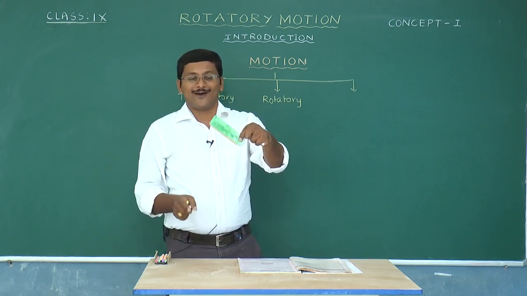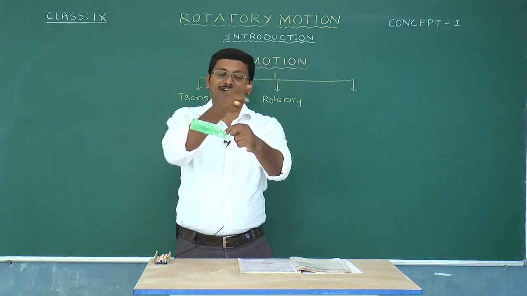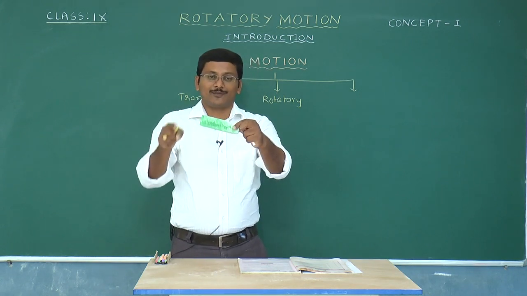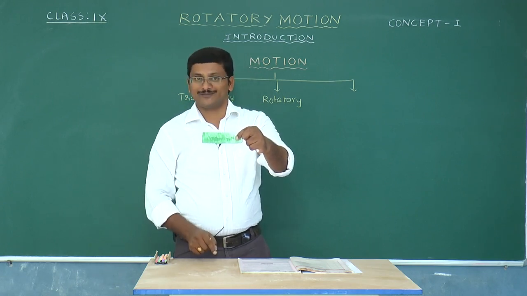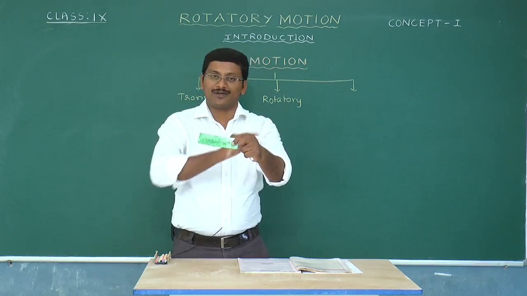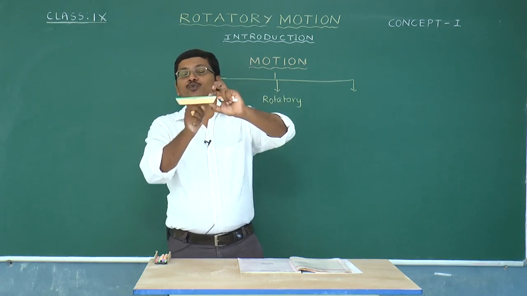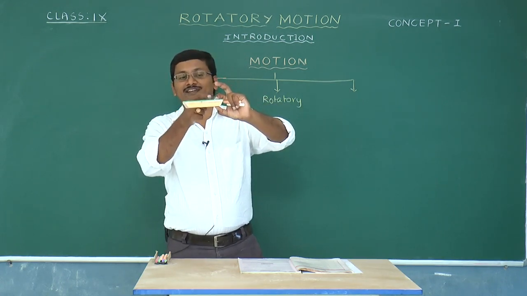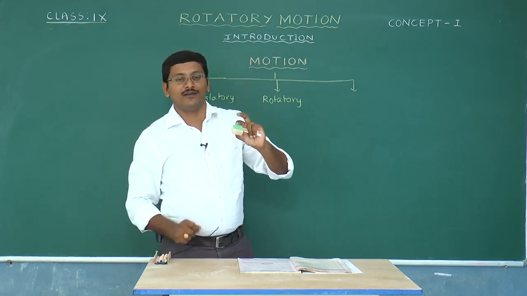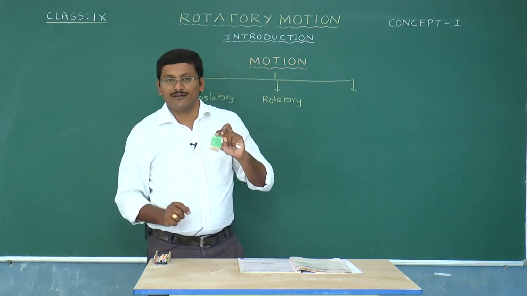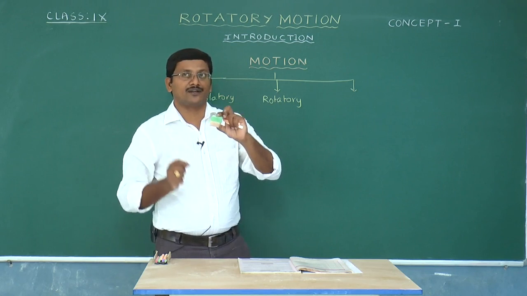Here all the particles of this duster are moving in a circular path. If I continue like this, all the particles will be moving in circular motion, except the particles which are in between my 2 fingers. I hold these 2 fingers here, so these particles will not have any rotation. Best example, the fan. When we switch on the fan, the fan blades will be rotating except the center of the blade.